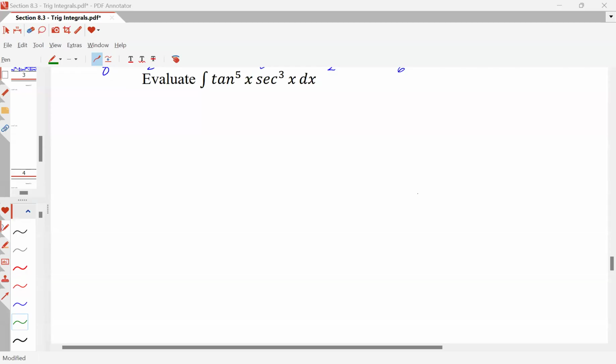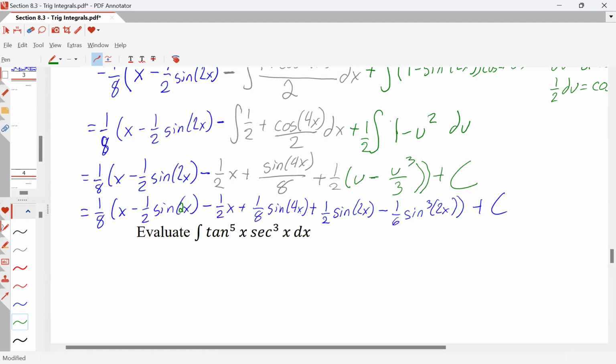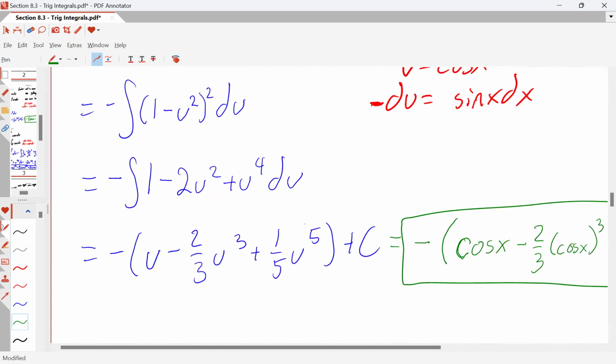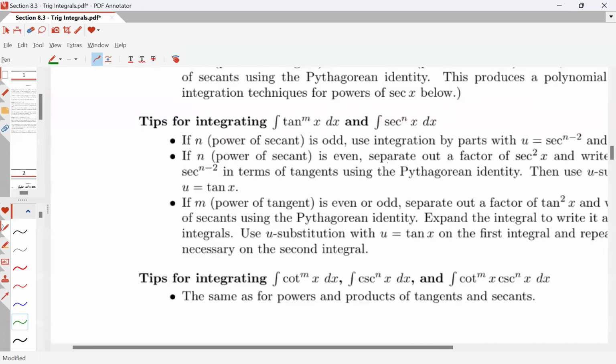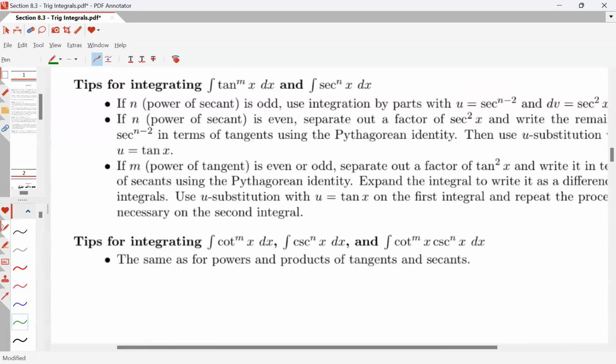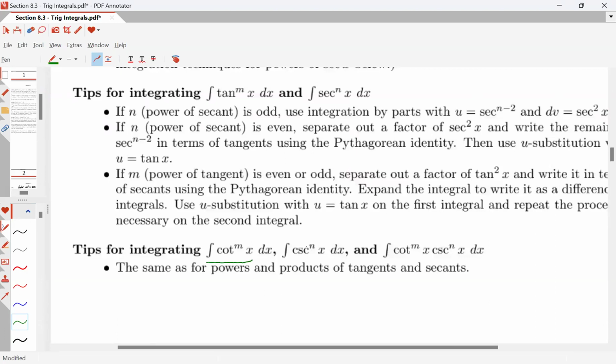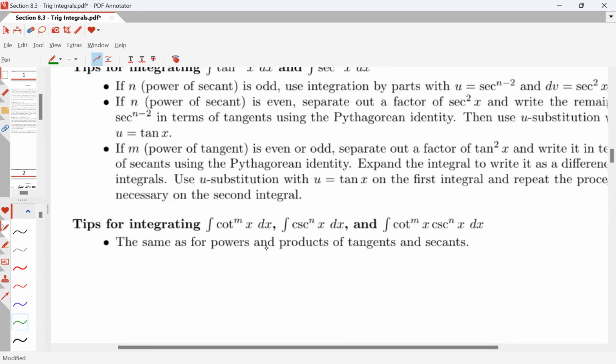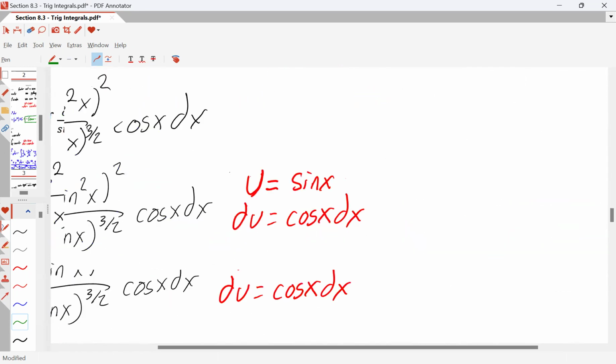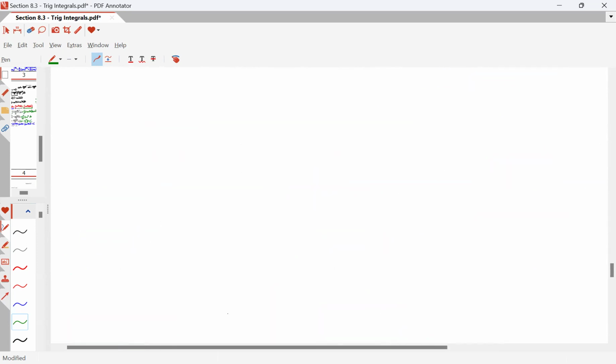Hello, in these videos, we're going to look at how we can integrate tangent and secant integrals. This will be the last set of videos, because if we can do tangent and secant, we can do cotangent and cosecant, as they'll follow the same rules. So we'll look at the examples for tangent and secant in this video.